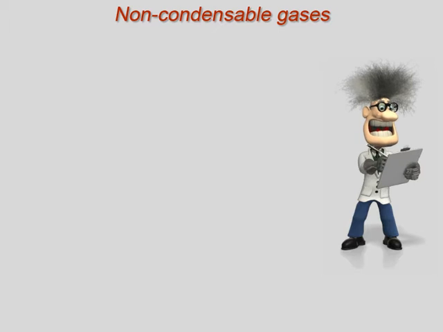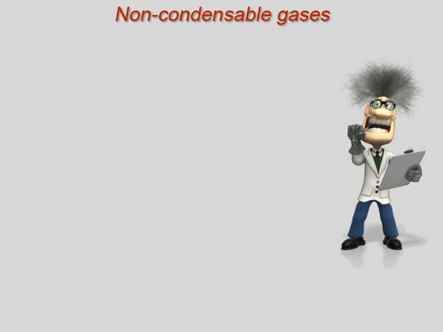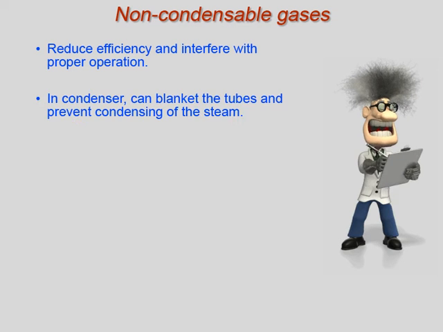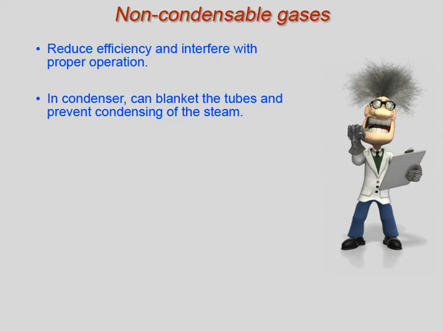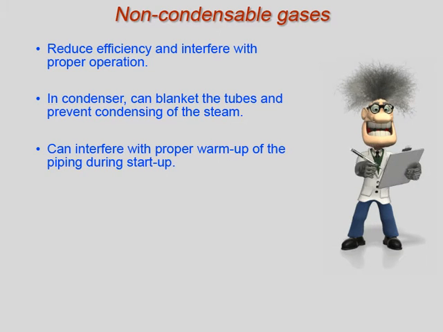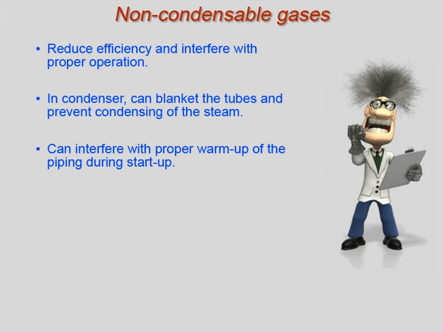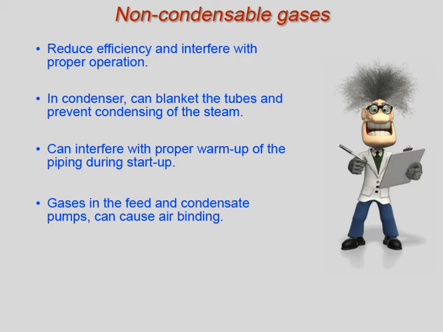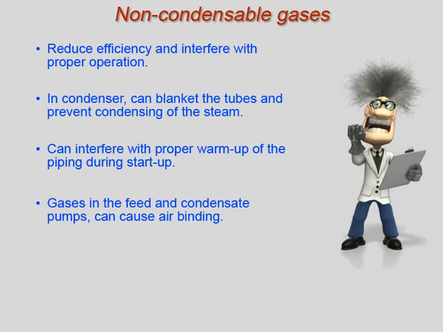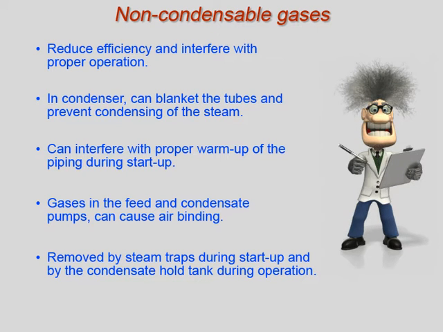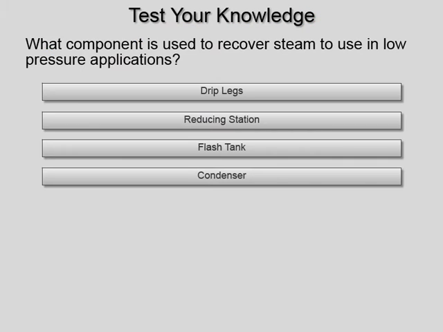Air and other non-condensable gases in the steam system can reduce efficiency and interfere with proper operation. When in the condenser, these can blanket the tubes and prevent condensing of the entering steam. When in piping, they can interfere with proper warm-up of the piping during startup. In the feed and condensate pumps, they can cause air binding of the pumps and reduce or prevent flow. Air and non-condensable gases are removed by steam traps during startup and by the condensate hold tank during operation.